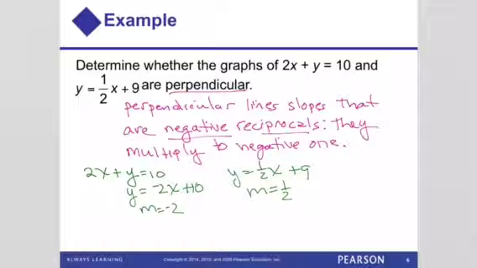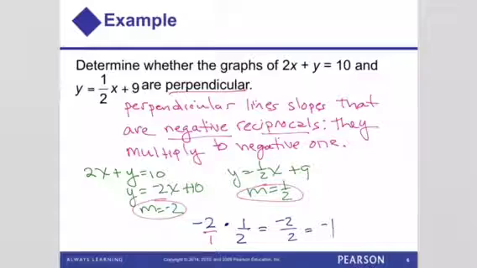So are these two numbers negative reciprocals? Yes, they are, and we can prove it by multiplying them together. So -2 times 1/2, we can put this over 1 if we want. That helps you. -2 times 1 is -2. 1 times 2 is 2. That equals -1. The lines are perpendicular because their slopes are negative reciprocals.